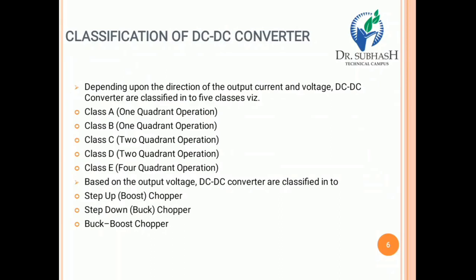Based on the output voltage, DC to DC converters are classified into 3 different categories: step up converter, step down converter, and the third one is the combination of step up and step down. Step up is also known as a boost chopper, step down is also known as a buck chopper, and the combination of step up and step down is known as a buck-boost DC chopper.